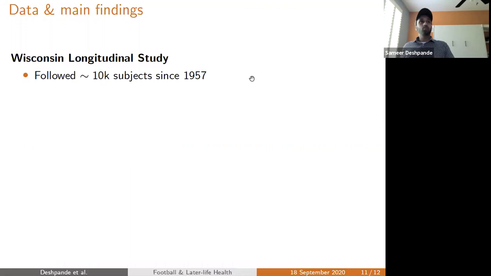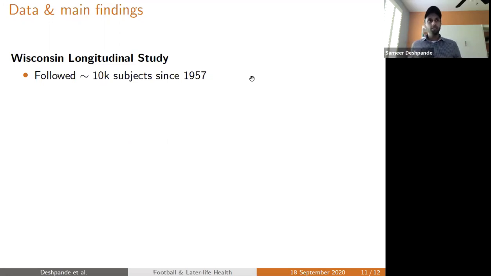The first one is the Wisconsin Longitudinal Study that's followed about 10,000 people since they graduated from high school in 1957. It was actually started as a random sample from the entire population of high school seniors in the year 1957. And the 10,000 subjects that they recruited represent about a third of that population. So this was a really representative sample of everybody in a particular area at a particular point in time.